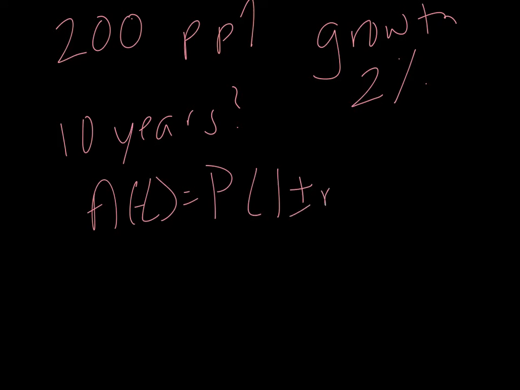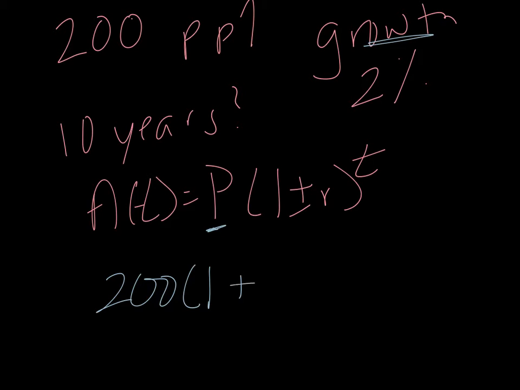1 plus or minus r, t. So in this case, whatever you start with is your P. So we would have 200. And then it's a growth, so it's a 1 plus my rate. 2% is the same thing as 0.02. So I'd have 0.02. I'm asking over 10 years, so that would be my time.